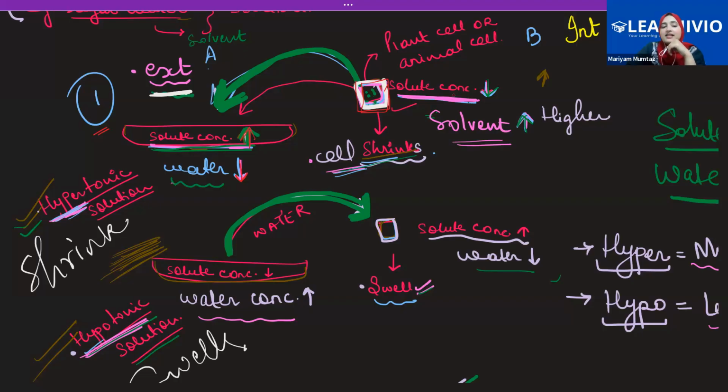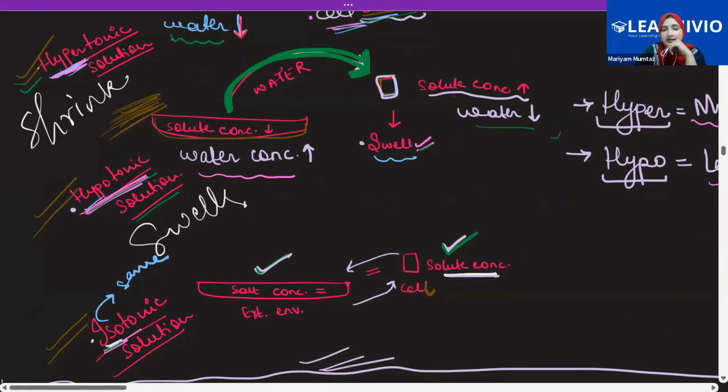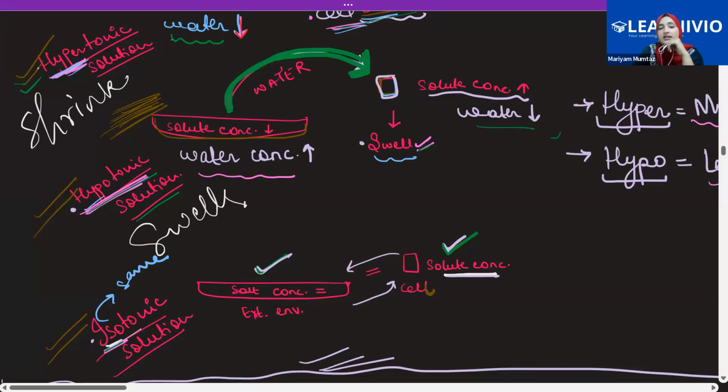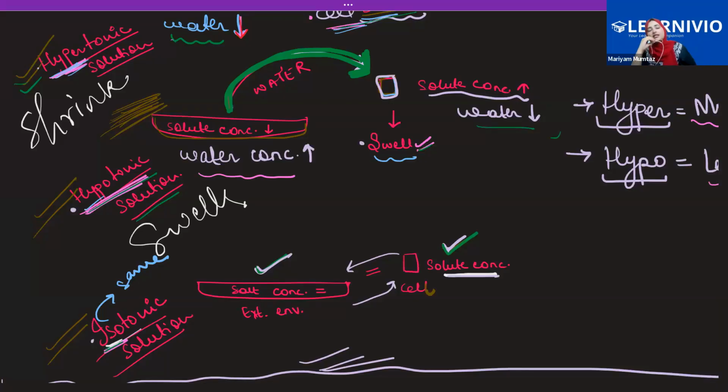The next case is the hypotonic solution. In this case, the outside solution has more water and less solute. Now, if you keep the cell in it, since the outside has more water as compared to the cell, the water from the external environment will go inside the cell. The cell is going to swell because it's getting water inside it. So what will happen to the cell if we put it in a hypotonic solution? It will swell up. If we put it in a hypertonic solution, it will shrink.